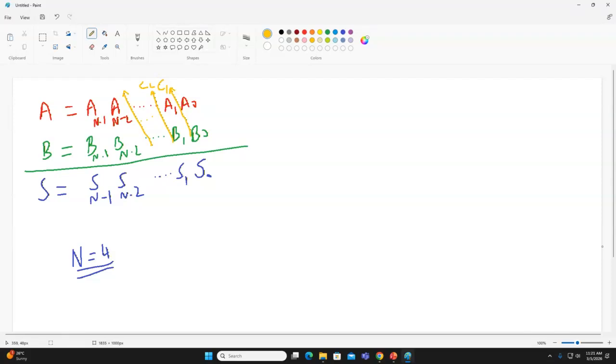So what will be the carry here? Cn minus 2. And what will be the carry here? Cn minus 1. And the final carry will be Cn.